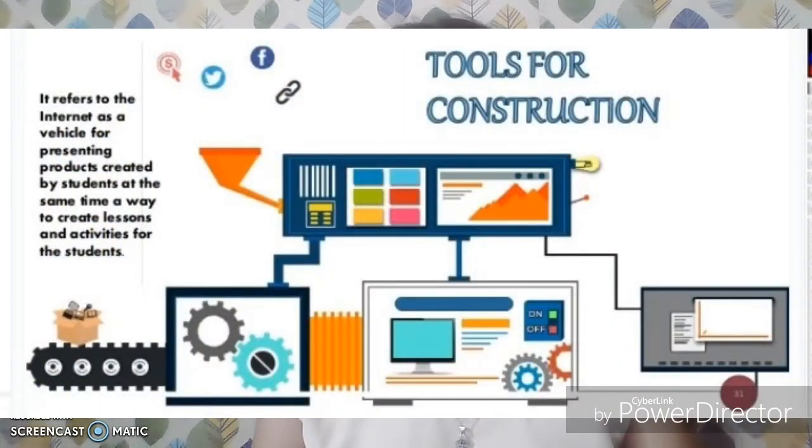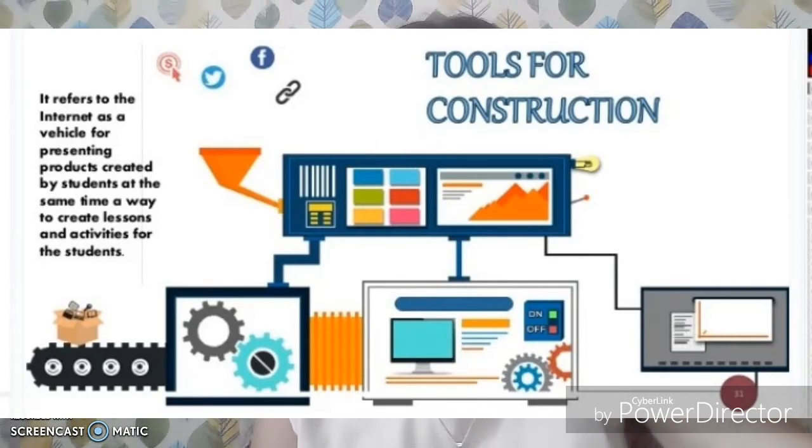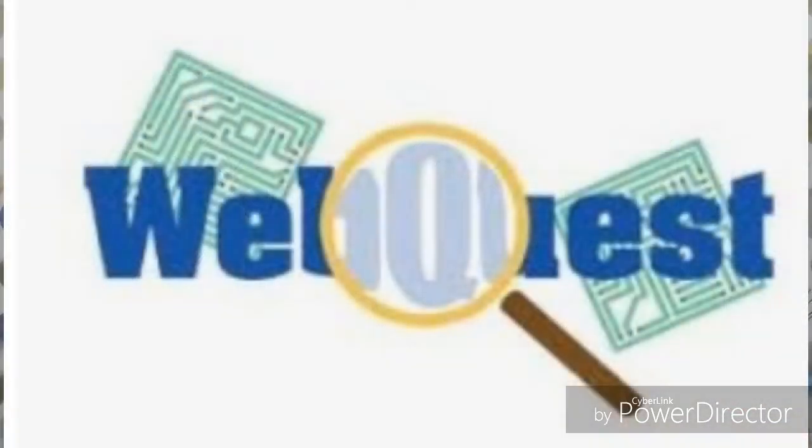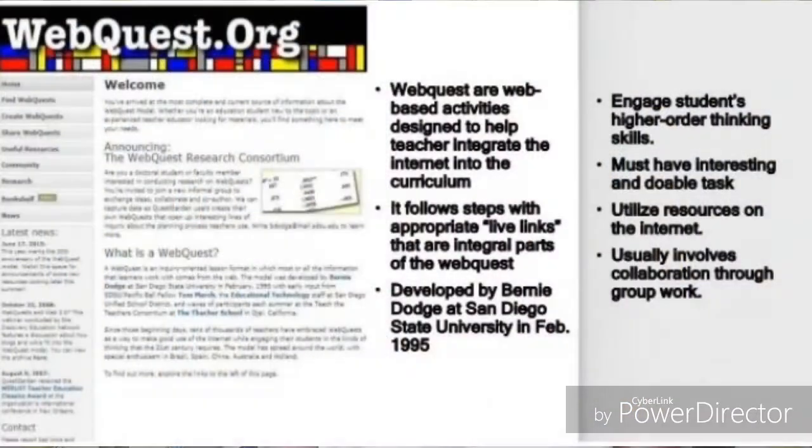So now let's proceed to the tools for construction. Tools for construction refers to the internet as a vehicle for presenting products created by students and, at the same time, a way to create lessons and activities for the students. WebQuests are web-based activities designed to help teachers integrate the internet into the curriculum. An effective WebQuest engages students' higher order thinking skills, decision making, and critical thinking.